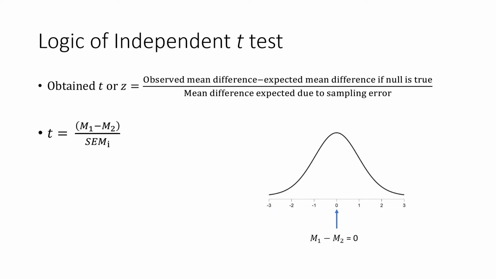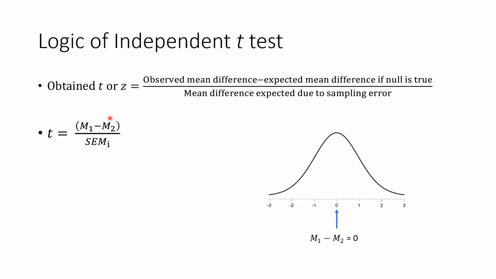The logic of the independent t-test is very similar to the logic of the previous t-tests. You have a mean difference that you observe in the sample, and you're comparing the observed mean difference to what you would expect if the null hypothesis is true. If the null hypothesis is true, you'd expect the mean difference between the two conditions to be 0. So this term falls out of the equation, and it really just is the observed mean difference over the difference you'd expect due to sampling error. You can see that here: the mean of group 1 minus the mean of group 2 divided by sampling error.